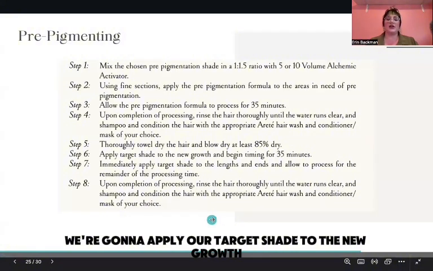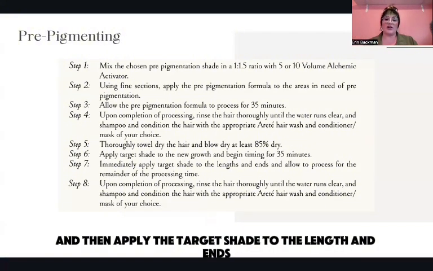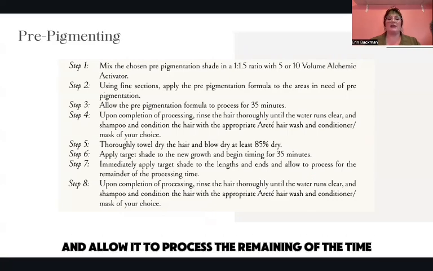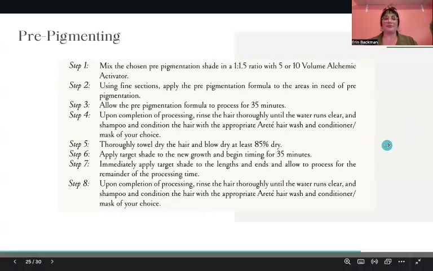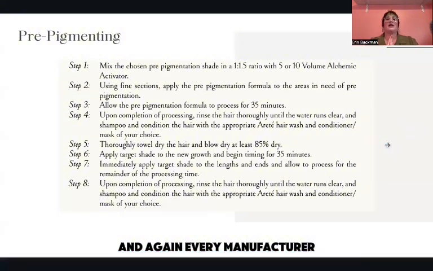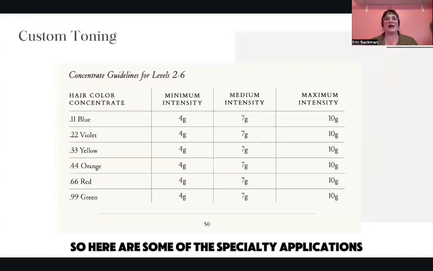And then we're going to apply our target shade to the new growth. Start our timer at 35 and then apply the target shade to the lengths and ends and allow it to process the remaining of the time. And then we're going to wash and rinse everything out. And again, every manufacturer has different directions when it comes to this. So know what they say to do. So here's some of the specialty applications.